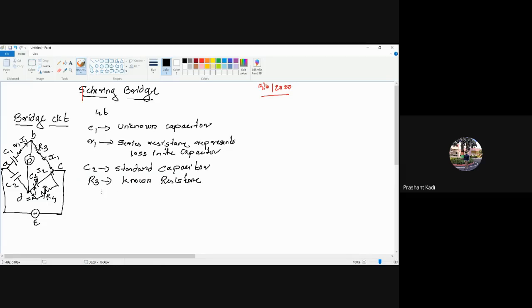And C4 is a variable capacitor. Variable capacitor in the sense we use a decade capacitance box. And R4 is a variable resistance.